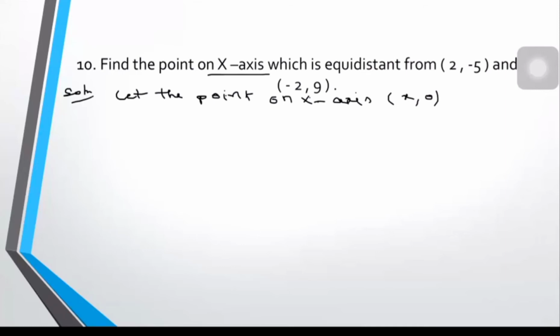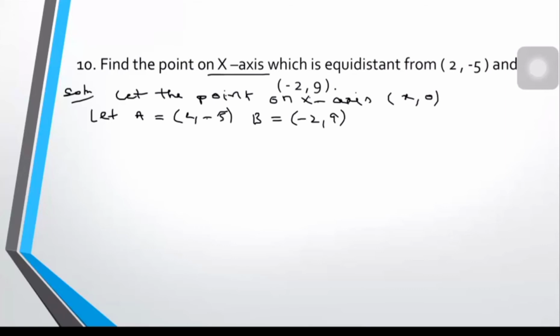We know that the general form of a point on x-axis is (x, 0). Here 2 points are given. So let the given points be A is equal to (2, -5) and B is equal to (-2, 9). It means find the point on x-axis which is equidistant from (2, -5) and (-2, 9).